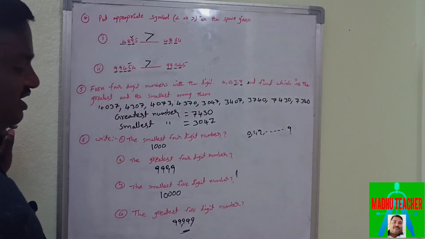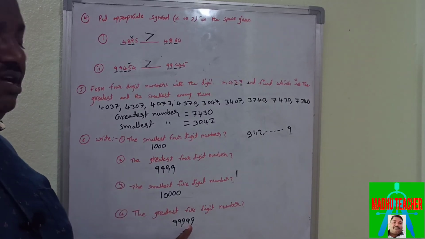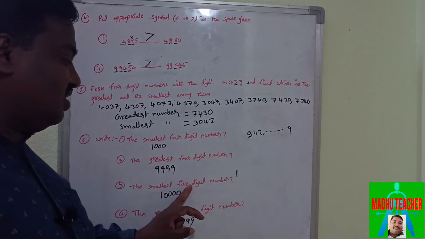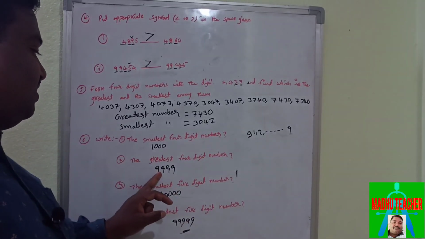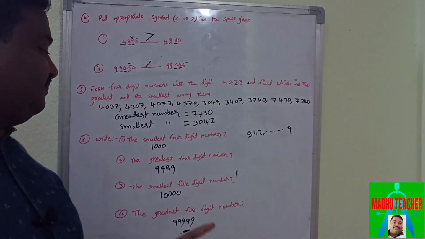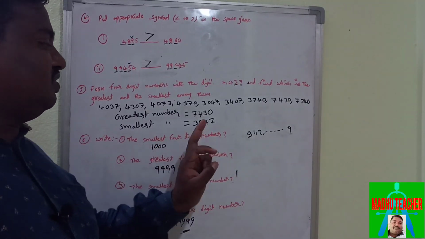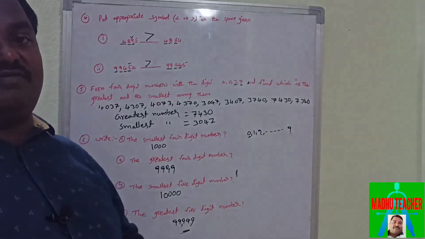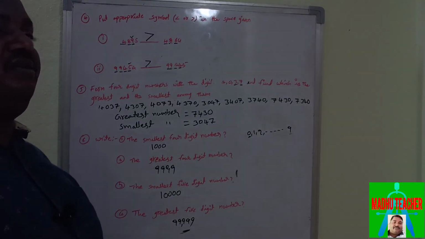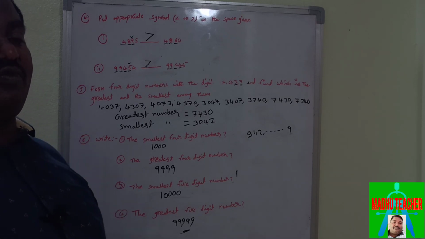So this is 99,999, the greatest 5-digit number. 10,000 is the smallest 5-digit number. 9,999 is the greatest 4-digit number. 1000 is the smallest 4-digit number. Okay, this is our topic: comparison of numbers in the first topic, knowing numbers.